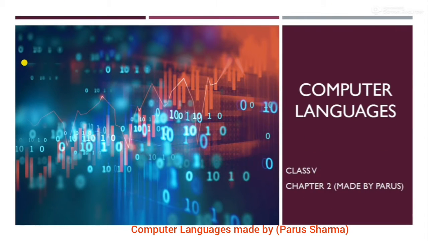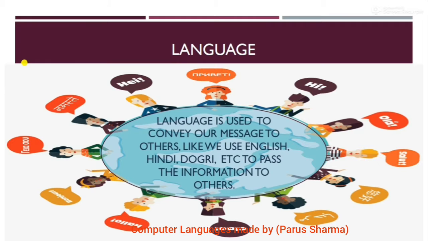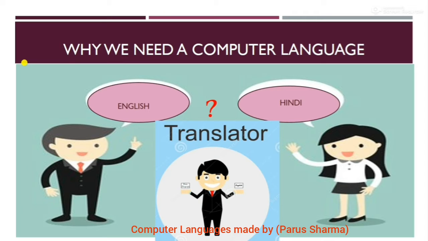Today we will learn what computer languages are. A language is a mode of communication which is used to convey our message to others, like we use English, Hindi, Telugu, etc. to pass information to others. For example, if one speaks English and the other speaks Hindi, how can they communicate? They need a translator. The translator conveys their message to them.